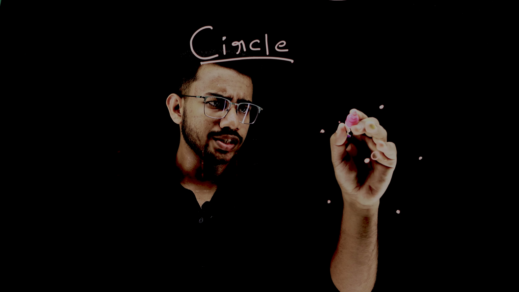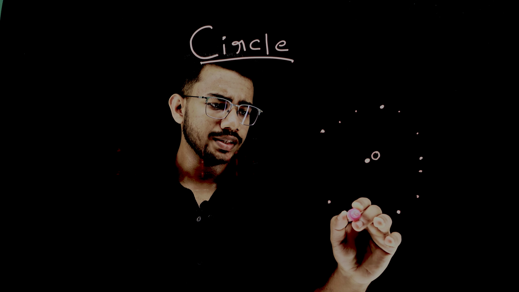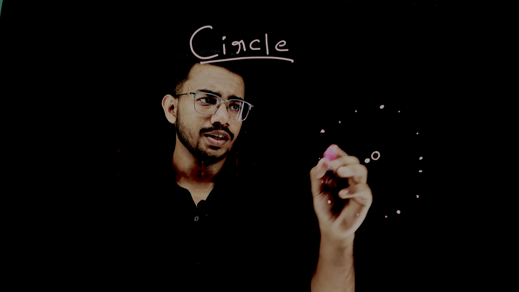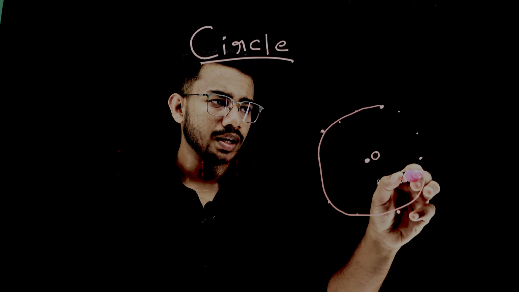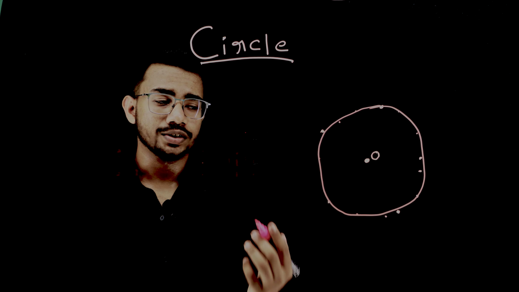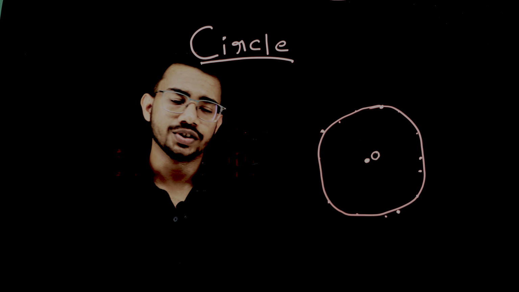And if I extend the number of points like this, what I'm going to get is nothing but a circle itself. So if I join all these points, I will get a circle. So a circle is a set of points that maintains a constant distance from the center.